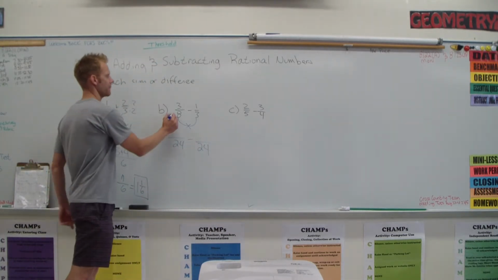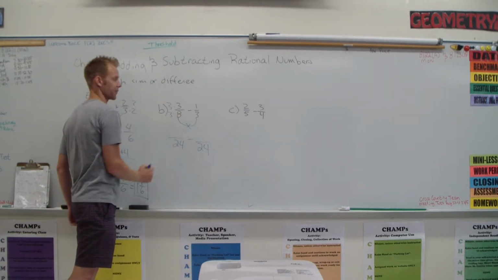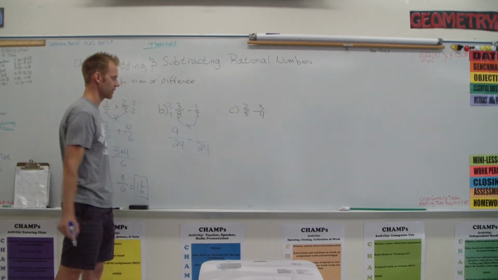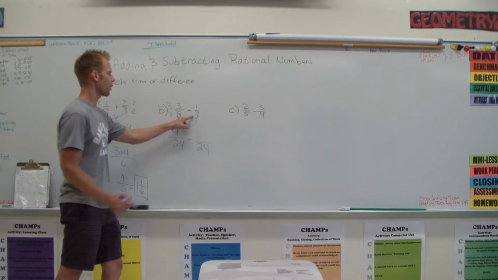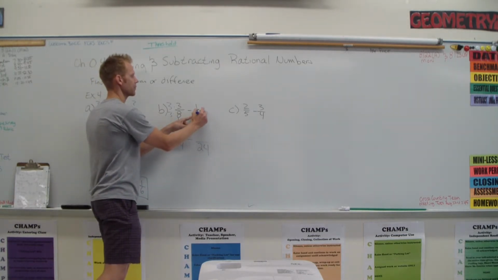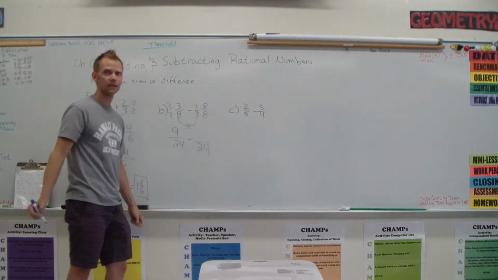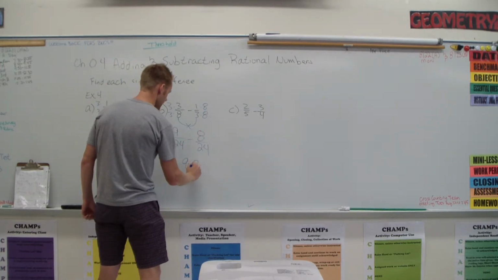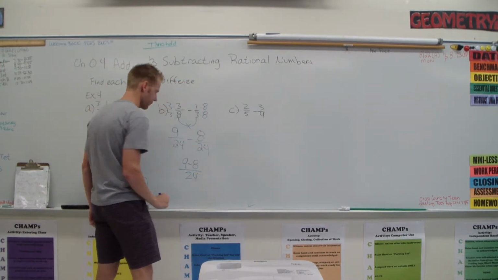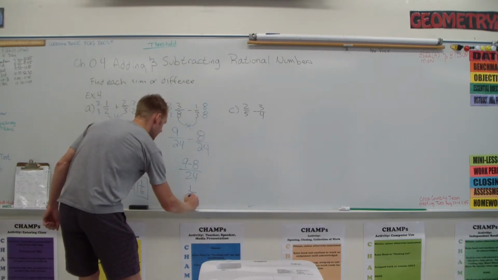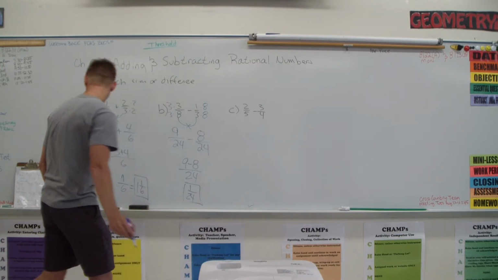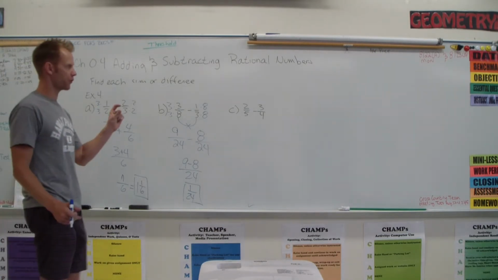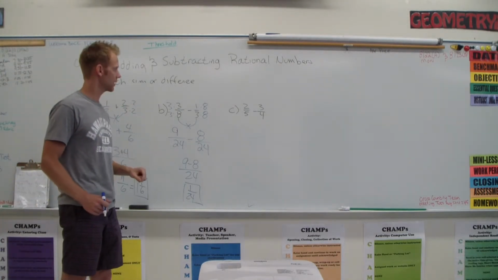I multiplied 8 by 3, so I multiplied the 3 by 3. 3 times 3 is 9, so our numerator here is 9. Over here you multiply the denominator by 8, so you multiply the numerator by 8. 1 times 8 is 8. That gives us 9 minus 8 all over 24. 1 over 24.